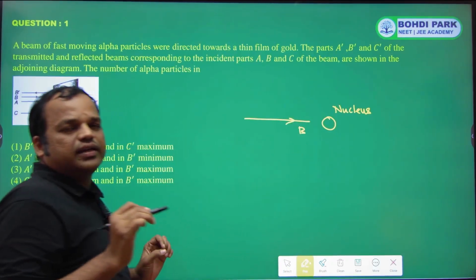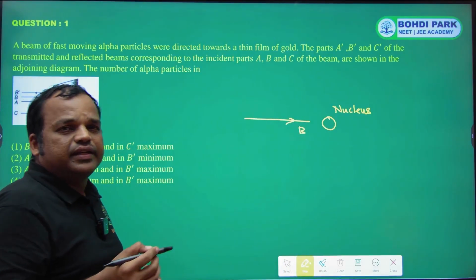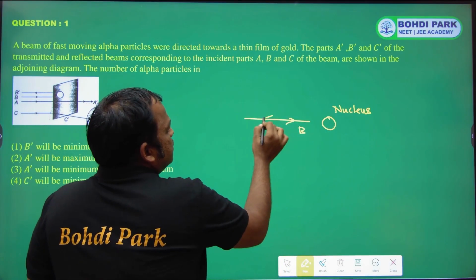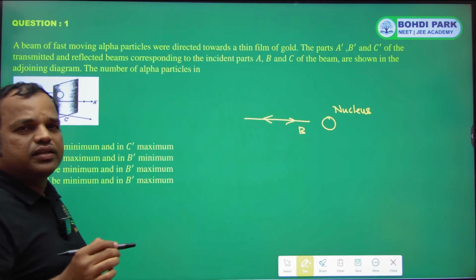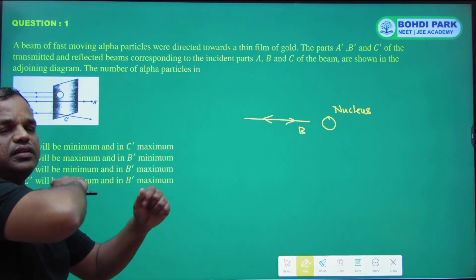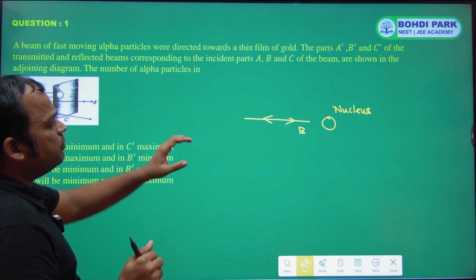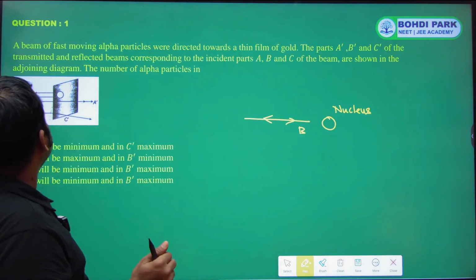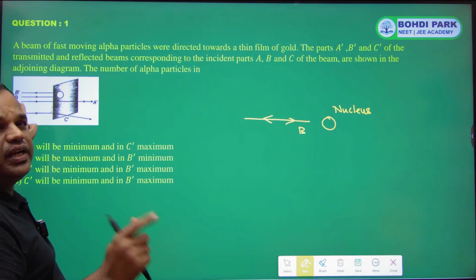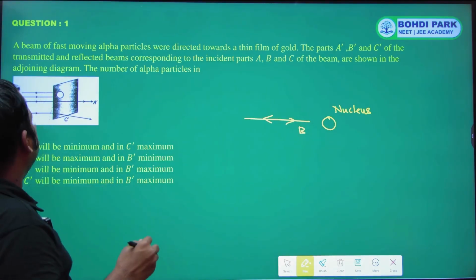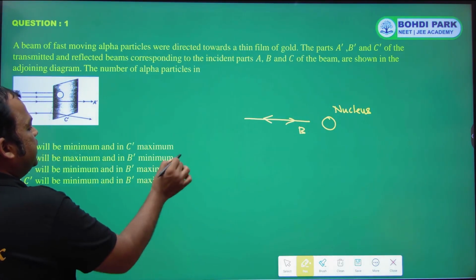So we know that in alpha particle scattering, very few alpha particles are returned back. So the number of particles returning back, that is B', is less in number. So B' is minimum.